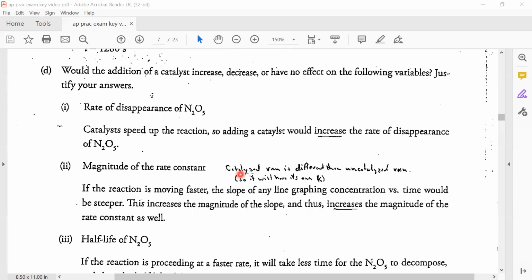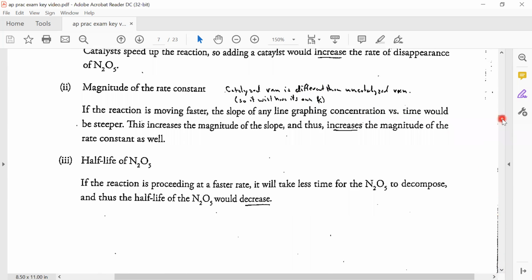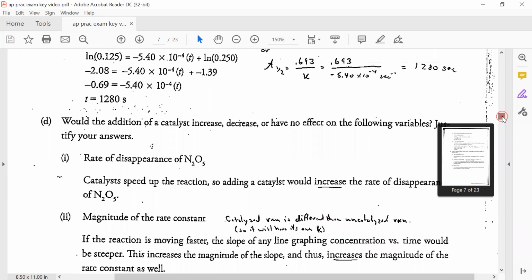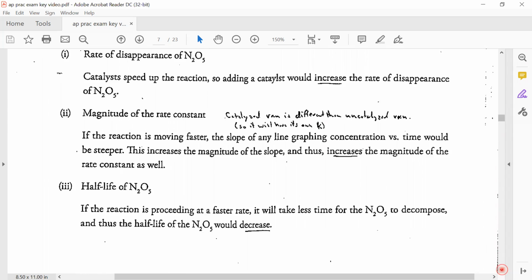The magnitude of the rate constant will increase. I guess we talked about that because it's a different pathway, a different reaction path than the uncatalyzed one, with a higher K. And then the half-life will be less because it's going to take us less time to get there. Probably the easiest way to figure that out is if my K value is bigger, I can go to this equation. If my K value is bigger, it's in the denominator, so my half-life is going to be smaller. So that would be question number 3 right here.